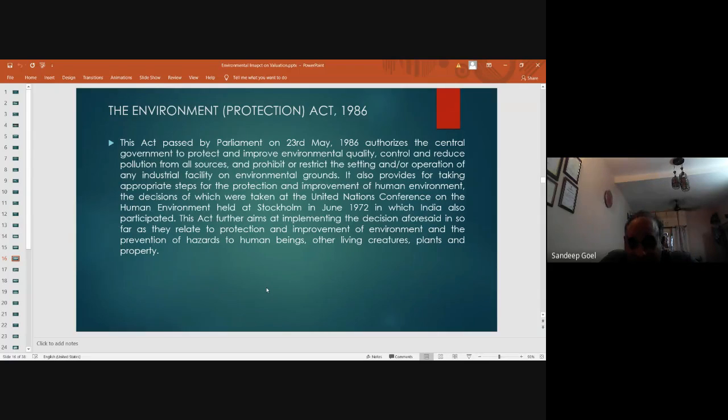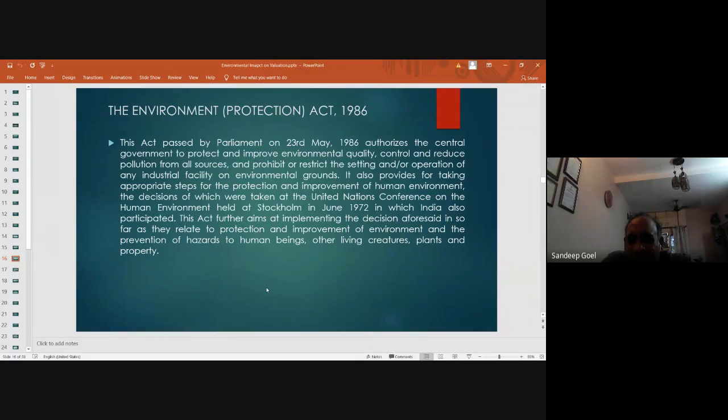What does it stipulate? It authorizes the central government for the protection of the environment and improvement of environmental quality, to reduce pollution from all sources, and to restrict. It may reject any industrial project on environmental grounds only. It also provides for taking appropriate steps for the protection and improvement of the human environment, as decided at the United Nations Conference on Human Environment held at Stockholm in June 1972, in which India also participated.